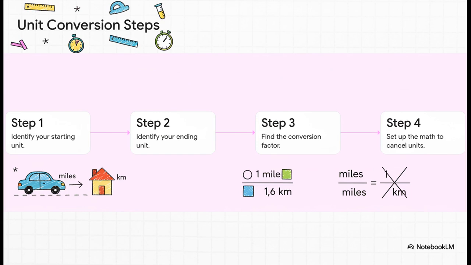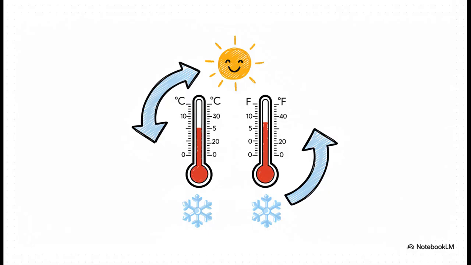Step 1, know what you have. In this case, hours. Step 2, know what you want. Minutes. Step 3, find the bridge that connects them, the conversion factor, which we all know is 60 minutes in an hour. And finally, step 4, you just set up the math so the hours unit cancels itself out, leaving you with just minutes.